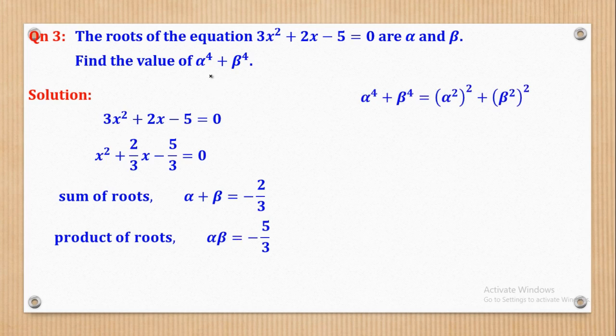Now, we are not given the expansion for power 4, but we do know the expansion for squared. That is why we express this one in terms of squared. Alpha to power 4 is the same as alpha squared squared, and beta to power 4 is the same as beta squared squared.